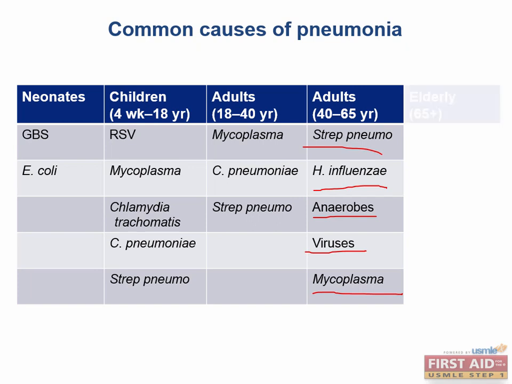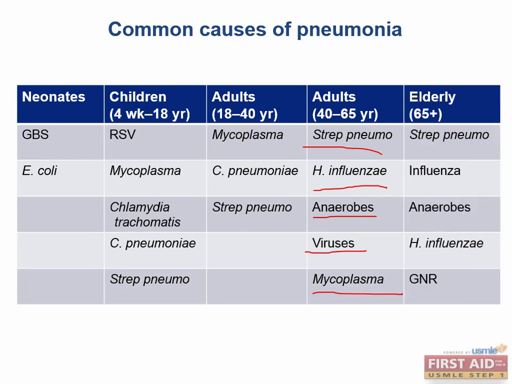Finally, in the elderly, the most common sources of pneumonia are strep pneumo, influenza virus, anaerobes, Haemophilus influenzae, and then some gram-negative rods. With these age categories in mind, I hope it'll be much easier for you to remember and answer a question about pneumonia on the boards.